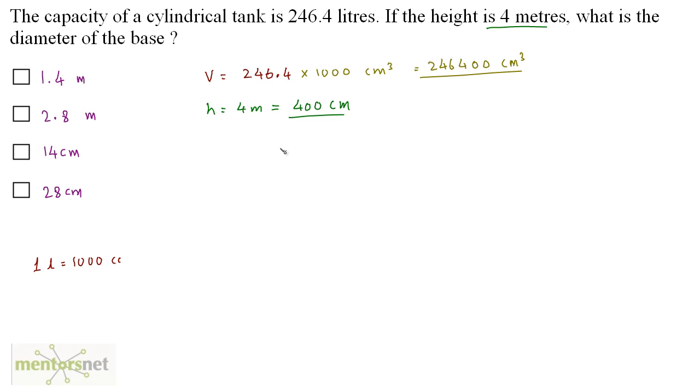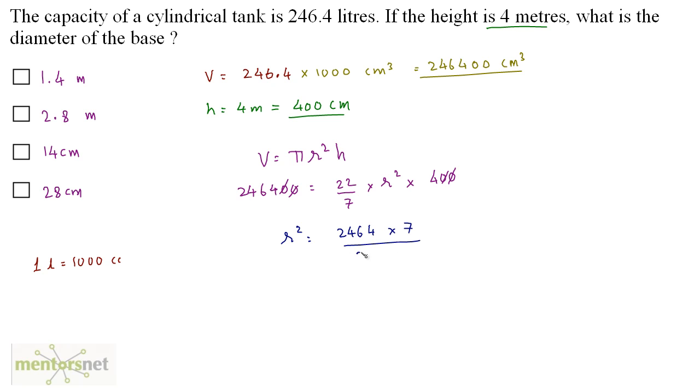Let's first calculate the radius. So we know the formula for volume, which is equal to pi r square h, isn't it? So volume is 246,400 is equal to pi is 22 by 7 times r square times h is 400. These zeros and these zeros get cancelled out. We have r square is equal to 2464 times 7 divided by 22 times 4.